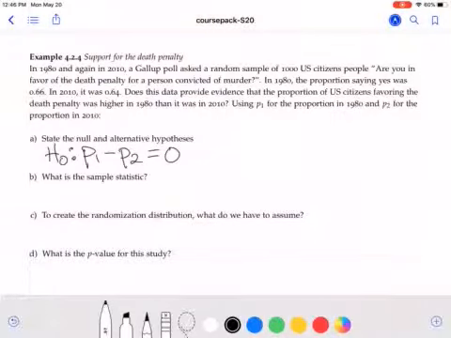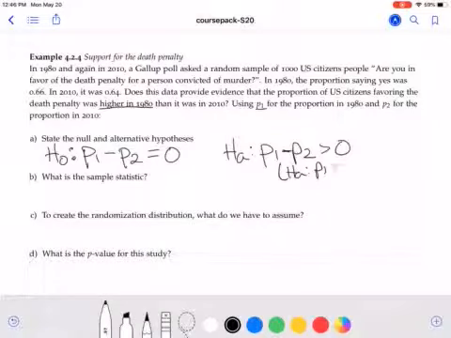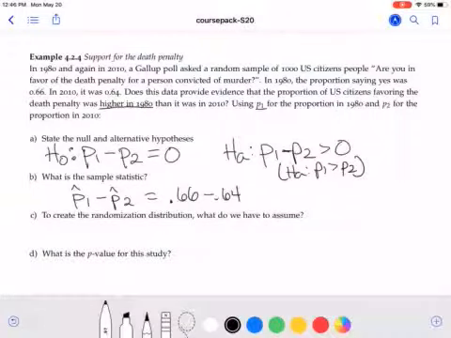In terms of our question, we want to know if it's higher in 1980, and 1980 is P1. So our alternative hypothesis will be that the difference is positive, and this is the same as stating that P1 is greater than P2. So this is a right-tailed test. The sample value for this problem then would be the difference in the two sample proportions, and so we had a sample proportion of 0.66 and 0.64 for the two different years, so our difference is 0.02.